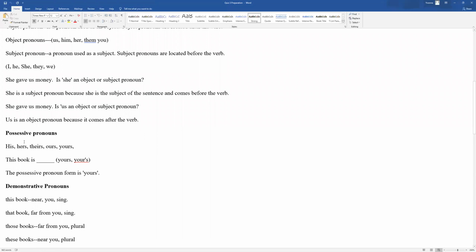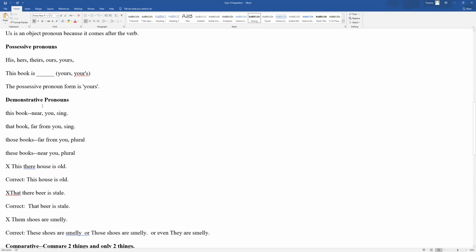Possessive pronouns: his, hers, theirs, ours, yours, mine. So, the book is yours. It's the possessive pronoun. There's no such word as your's, because when you have an apostrophe S, this is a contraction, which means is. So nobody talks like your is. So the book is yours.